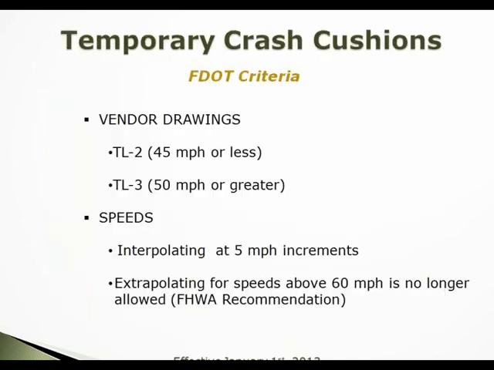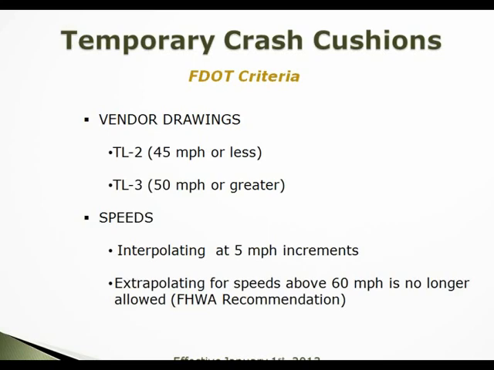The DOT criteria is TL2 for 45 miles per hour or less, and TL3 for 50 miles per hour or greater. And for the speeds, the vendor can interpolate at 5 miles per hour increments. They're not allowed to extrapolate beyond 60 miles per hour.